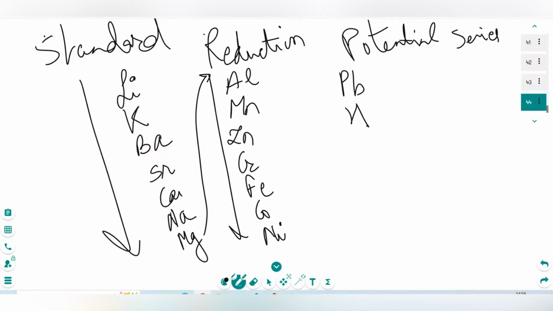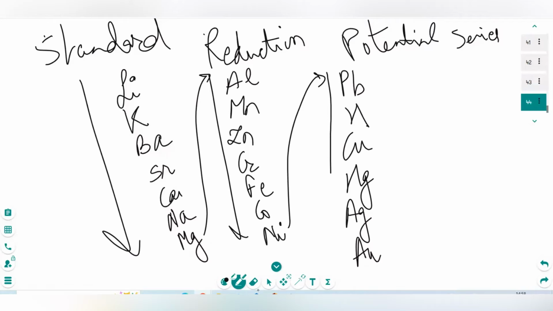Okay, I will tell you. After hydrogen is Cu, Hg, Ag, Au. So after nickel, this comes. Okay, so you write it in one form. Don't write it like this. I don't have space, that's why I'm writing it like this.